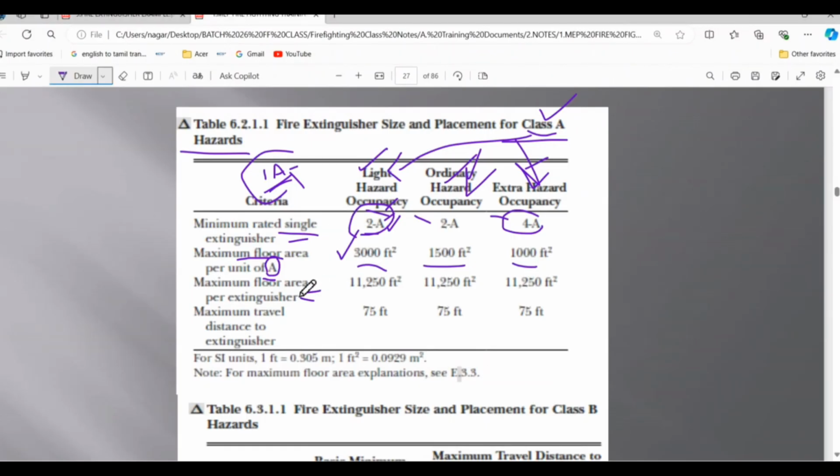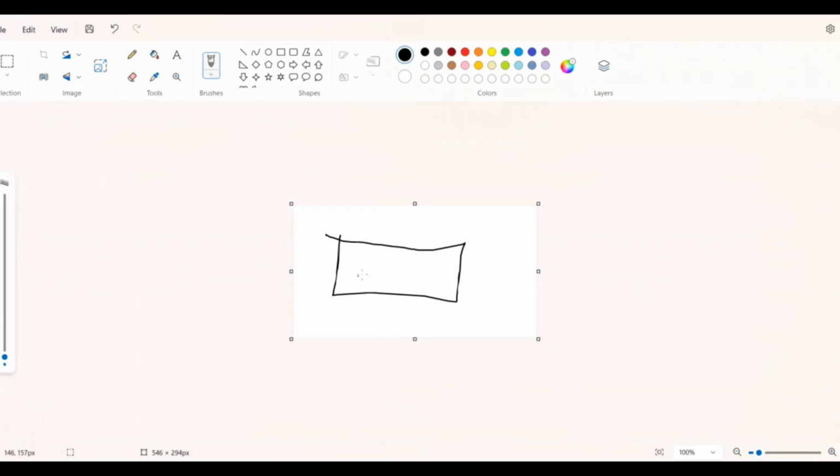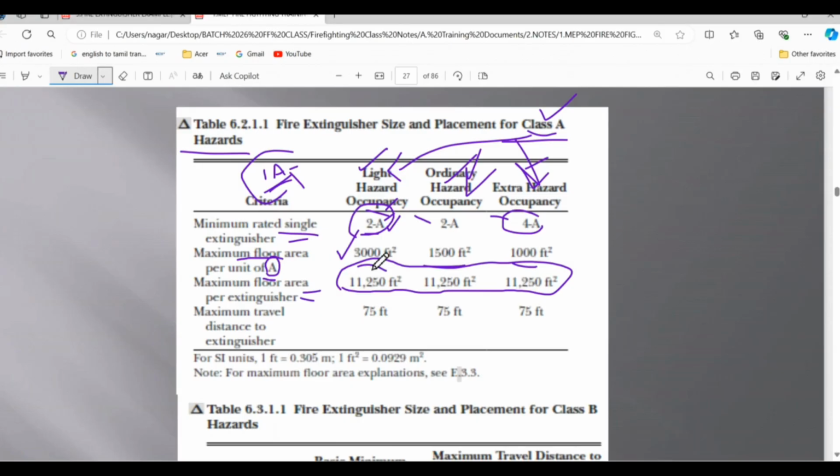But why are they setting the maximum floor area per extinguisher for all the hazards? For example, you have a very big area like 20,000 square feet. If you are not setting any rule like this, you will bring only one extinguisher and say that one extinguisher is covering the full big area, 22,000 square feet. To avoid this type of issue, they have a limit that a maximum of one extinguisher will cover 11,250 square feet.